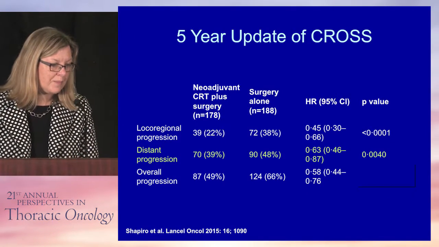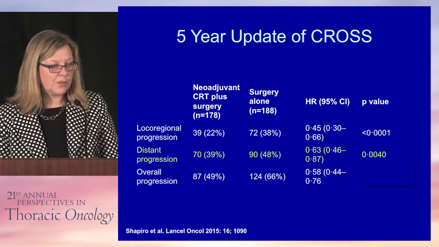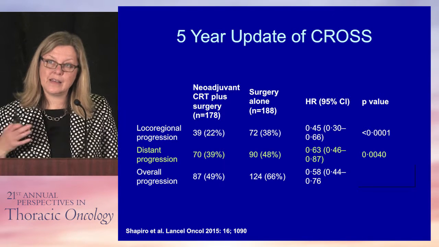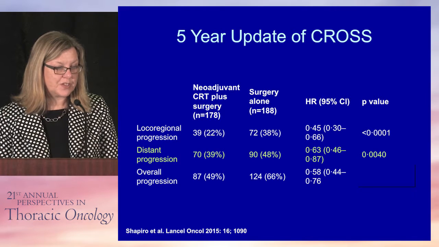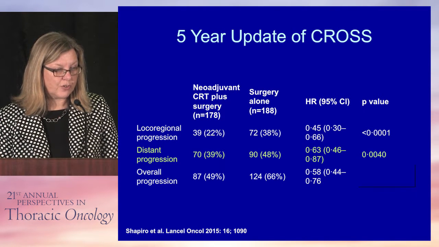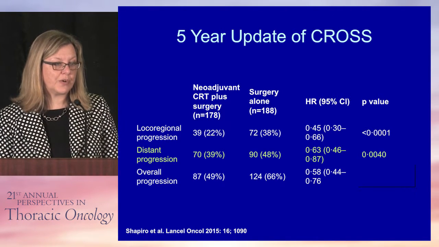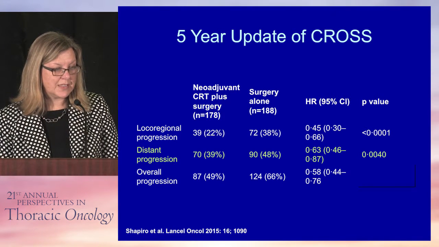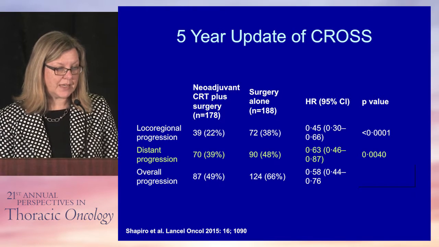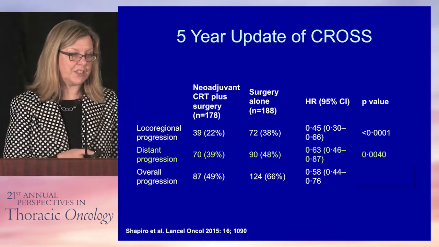These data were updated in Lancet Oncology last year, looking at local regional progression, distant progression, and overall progression. Again, even with longer follow-up, the differences are durable and significant for all of the endpoints: local regional progression, distant progression, and overall progression. But if you focus in on distant progression, it goes from 48% to 39% with neoadjuvant chemoradiation, less of a difference than we saw with the MAGIC data.